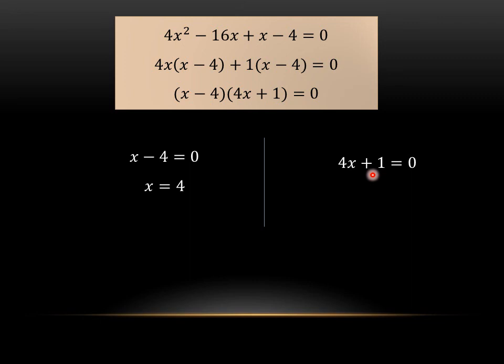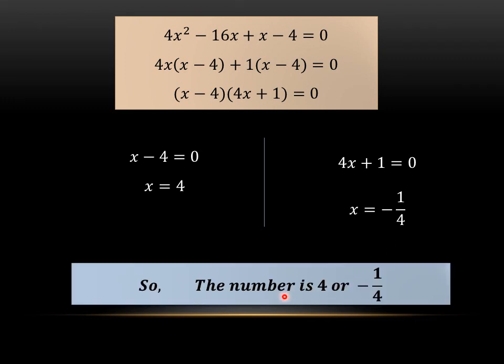So first of all, we will take plus 1 to the other side. It will become minus 1 and then 4 to the other side. It will divide. So the answer of x will be minus 1 over 4. We were not specified that the answer should be positive or negative. So both answers will be written as the number is 4 or minus 1 by 4.